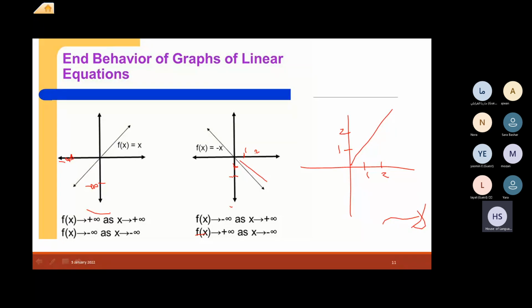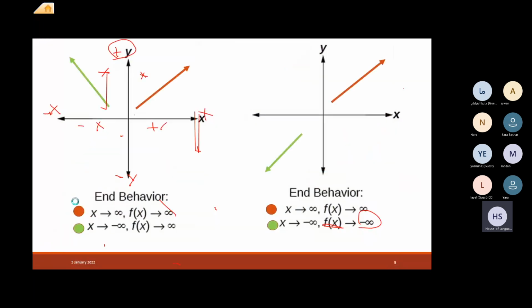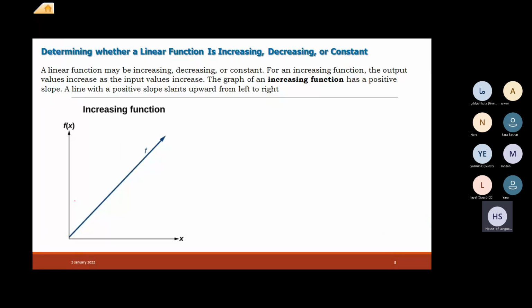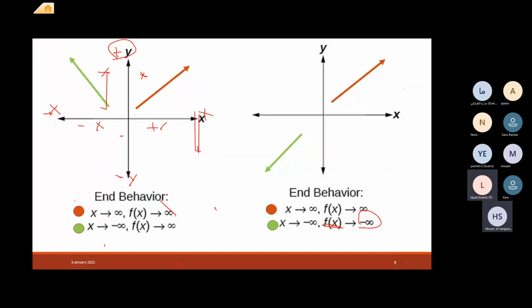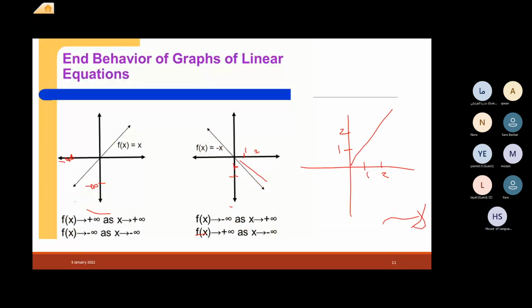Now, if you remember, as x approaches positive infinity, f of x goes to negative infinity. Did you remember when I told you about decreasing and increasing? It's clear. In the increasing, both of them are up, or both of them are positive, or both are negative. Look here. The input and output are both going upward. Here, they are increasing.